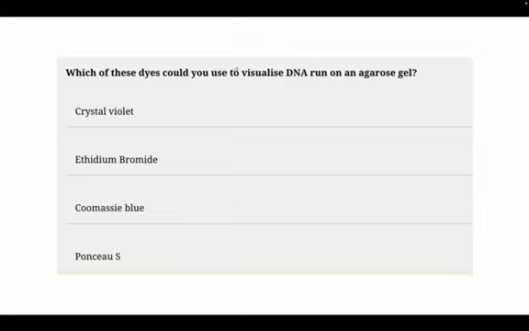Which of these dyes could you use to visualize DNA run on an agarose gel? The DNA is already run, you need to visualize it. So we need something which is going to interact with the DNA. The only dye over here is ethidium bromide, which is a fluorescent dye which is going to intercalate with the DNA.